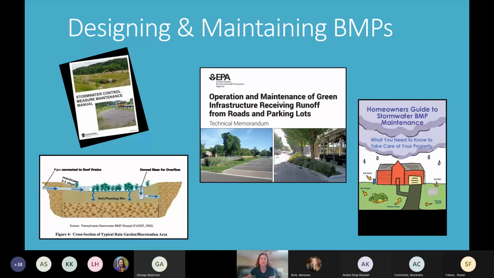We're going to talk about designing and maintaining BMPs in this next session. Here I have a couple examples of some manuals that are out there. Obviously, the Pennsylvania BMP Design Manual, there's maintenance. There's so many manuals and guidance out there that it's kind of hard sometimes to pick which one you want to use. But hopefully in this session, you'll hear from some people and get some ideas about what is good and what's useful for them.